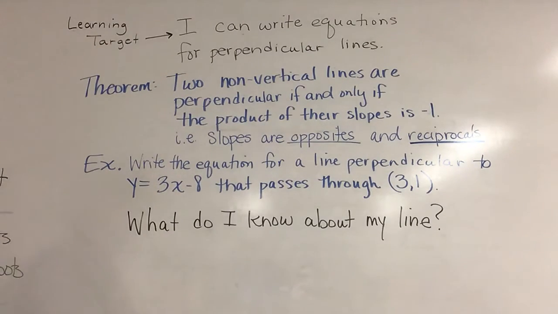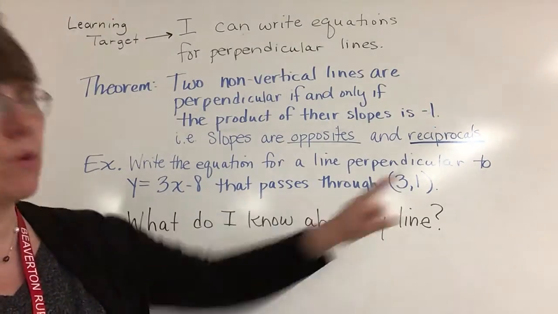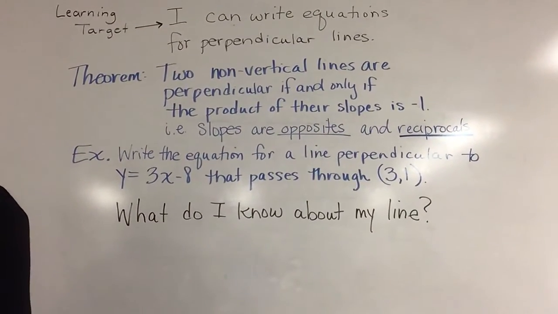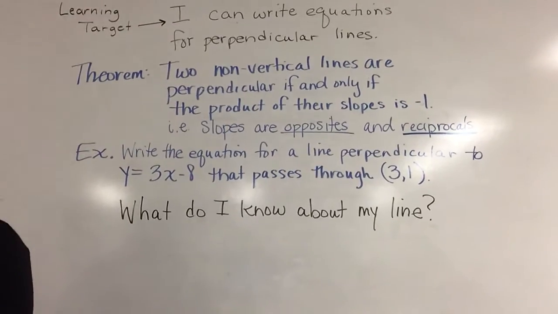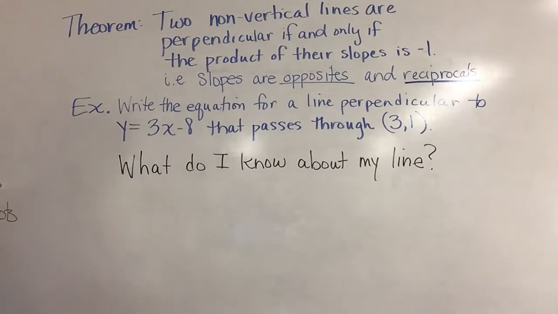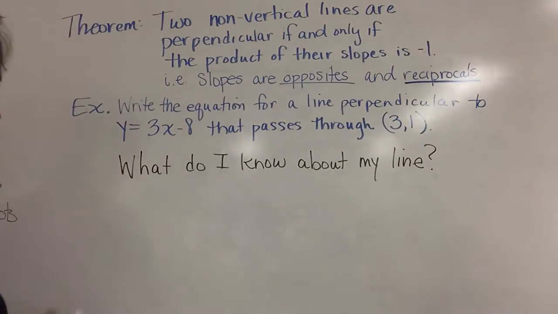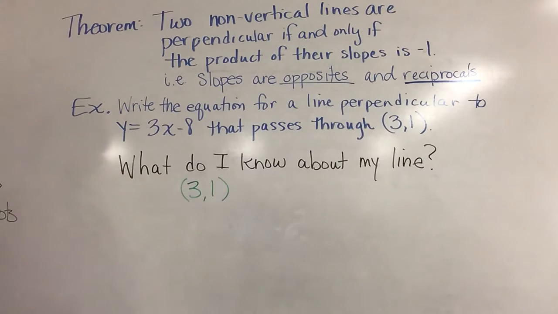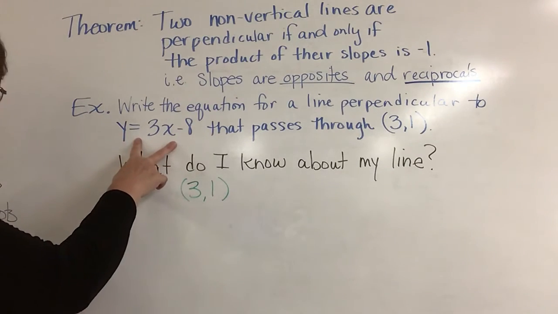So in this example, we're going to write an equation for a line that's perpendicular to y equals 3x minus 8, and the line that we're writing the equation for has to pass through (3, 1). Again, it's important to take note of what you know about your line, the line you're writing an equation for. I know it passes through (3, 1), so (3, 1) is a point on the line. And I also know that my line is perpendicular to this line.